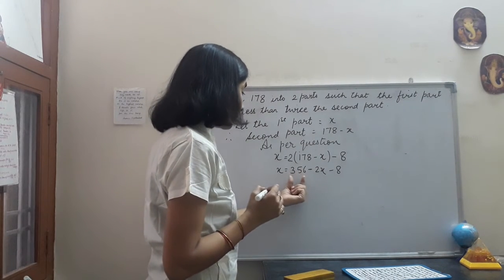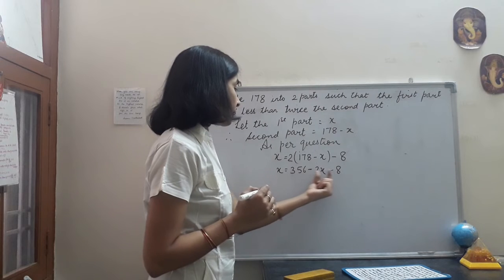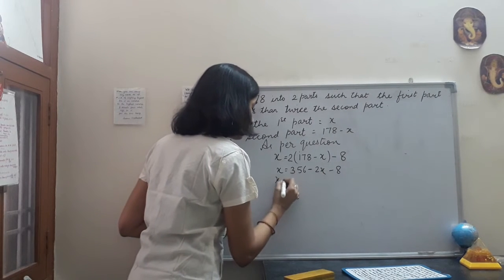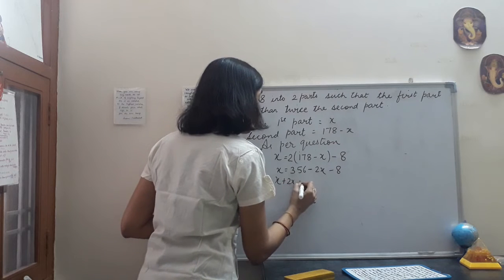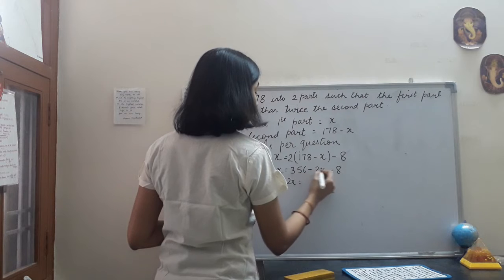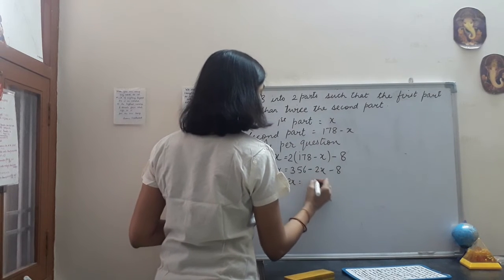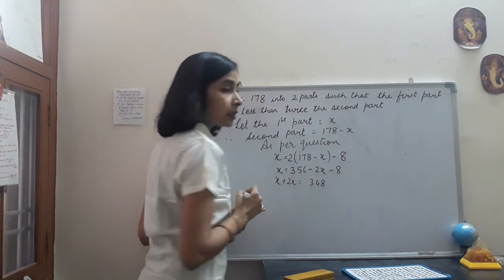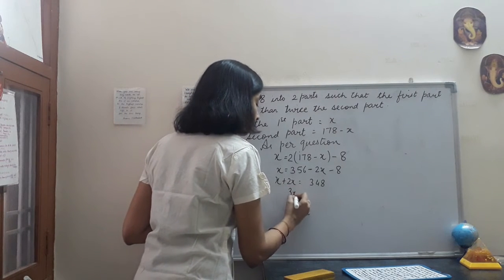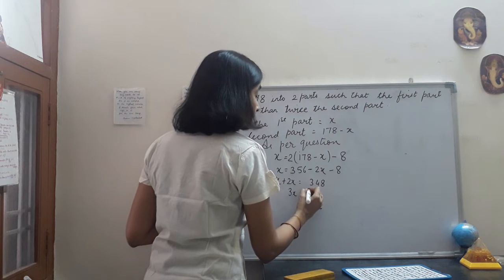Now here 356 and 8 are like terms, and this 2x will come here because these are like terms. So x plus 2x is equal to 356 minus 8. So 356 minus 8, 6 minus 8 again gives us 8 and 4, and 348. Now here x plus 2x gives us 3x. 3x is equal to 348.